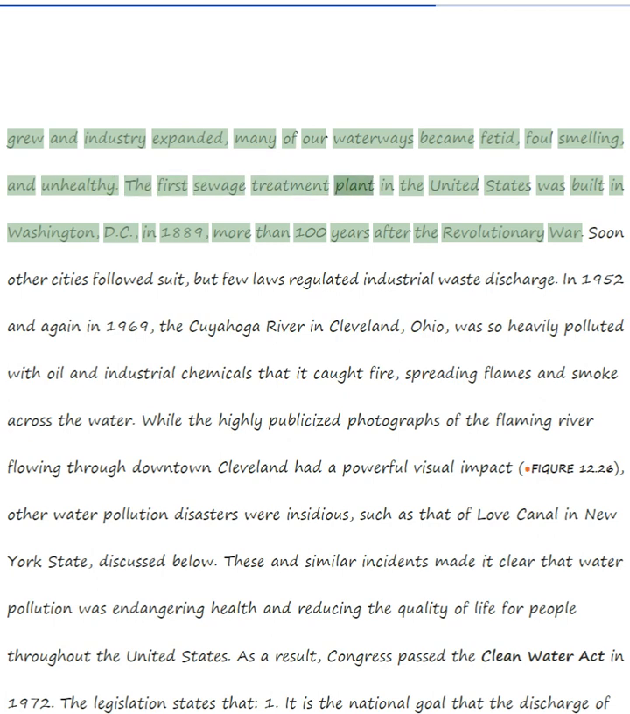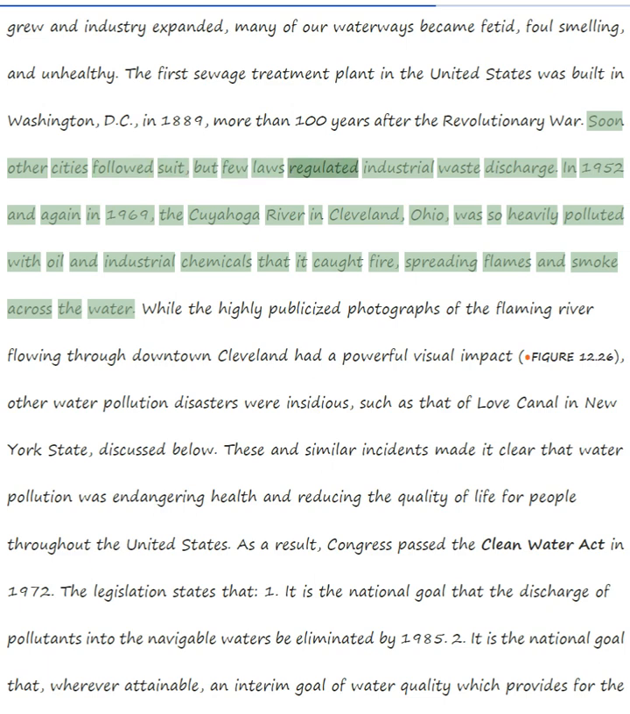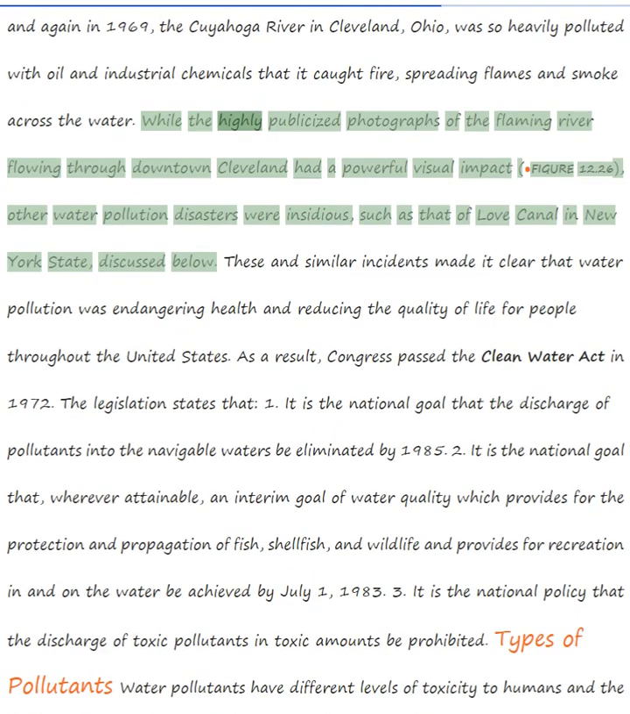The first sewage treatment plant in the United States was built in Washington, D.C., in 1889, more than 100 years after the Revolutionary War. Soon other cities followed suit, but few laws regulated industrial waste discharge. In 1952 and again in 1969, the Cuyahoga River in Cleveland, Ohio, was so heavily polluted with oil and industrial chemicals that it caught fire, spreading flames and smoke across the water. While the highly publicized photographs of the flaming river flowing through downtown Cleveland had a powerful visual impact, other water pollution disasters were insidious, such as that of Love Canal in New York State, discussed below.